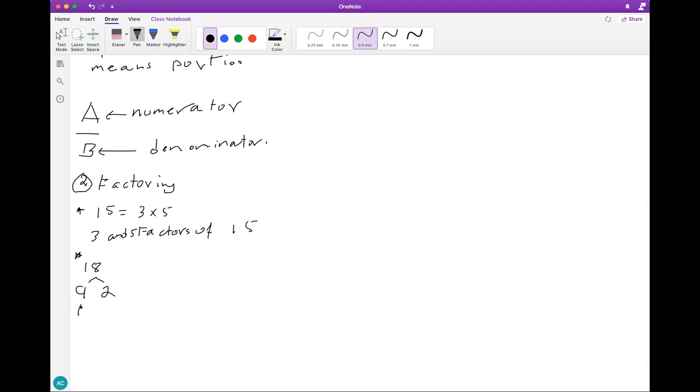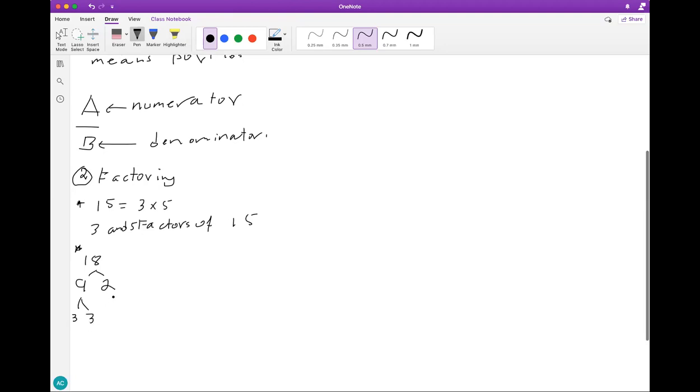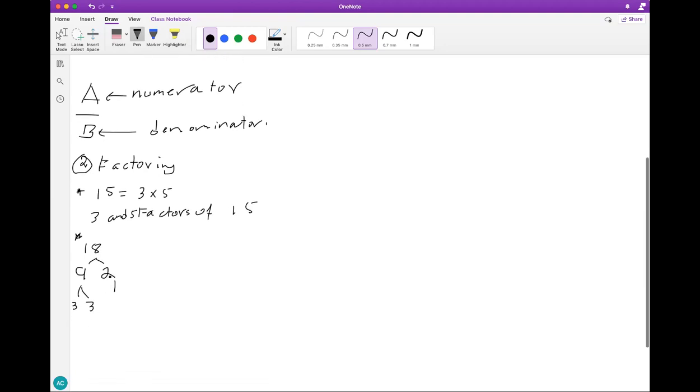We can write 9 as what? 9, we can break it down into what numbers? 3 and 3, okay? And 2, we cannot break 2 down. It's just 2 times 1, or simply 2. Okay, so we just factored 18. These are called the prime factors of 18.